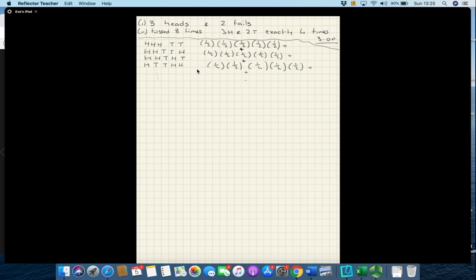So this is where the Bernoulli trial formula comes into its own, because it's much shorter than working all of them out. So the formula is n choose r, probability of success, probability of failure. This is the formula for a Bernoulli trial.